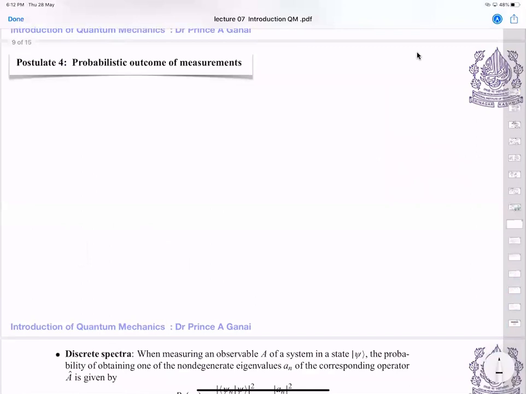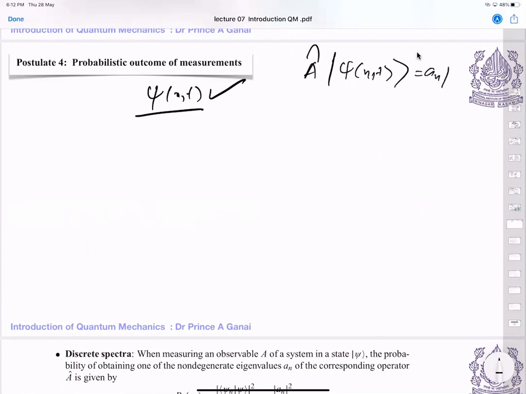Okay, then we have the fourth postulate, which is the probabilistic outcome of a measurement. We know the wave function is complex in general, and it contains all the information. The dynamical variables, we know, are now operators, and once an operator operates on a wave function, it collapses the wave function into one of the eigenvalues. Then we have what is called the eigenvalue equation. Now the question is: what is the physical interpretation of the wave function?